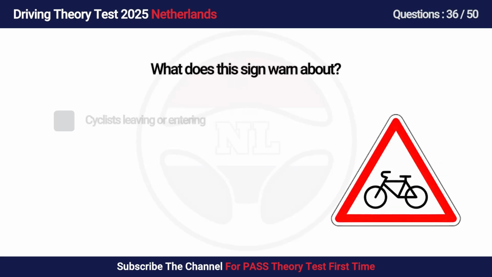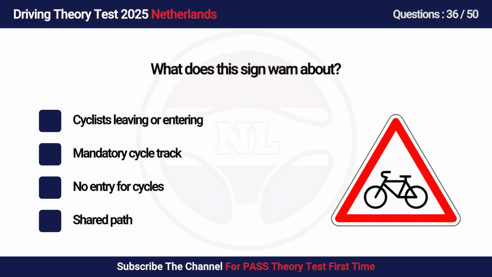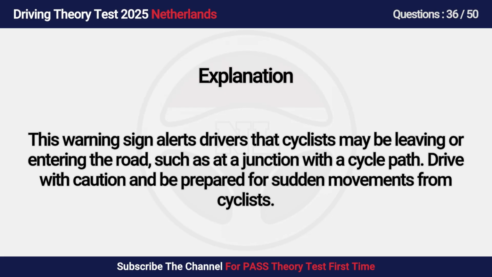Question 36. What does this sign warn about? A. Cyclists leaving or entering. B. Mandatory cycle track. C. No entry for cycles. D. Shared path. Answer is A. Cyclists leaving or entering. This warning sign alerts drivers that cyclists may be leaving or entering the road, such as at a junction with a cycle path. Drive with caution and be prepared for sudden movements from cyclists.